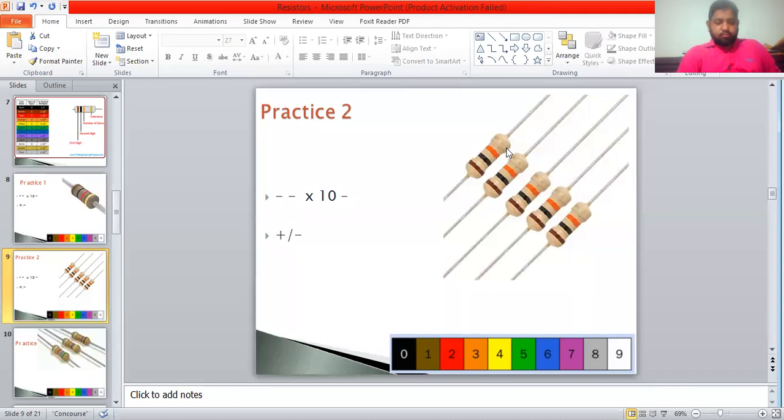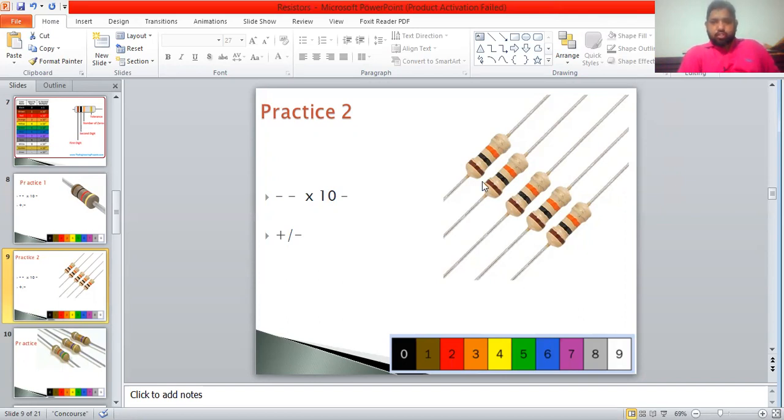Tolerance would mean percentage error, which can be plus or minus. For example, if a resistor is 100 ohms and it has a tolerance of 5%, that would mean it can have a resistance of 100 plus minus 5, meaning its resistance can vary from 95 ohms to 105 ohms. If that resistor has a silver line, which is 10%, its resistance can vary from 90 ohms to 110 ohms. And if there is no fourth band, that would mean 20%, so its resistance will vary from 80 ohms to 120 ohms. So that's what we mean by tolerance.